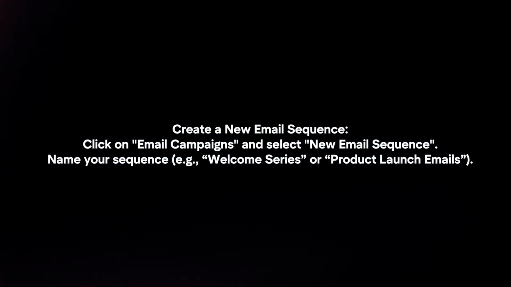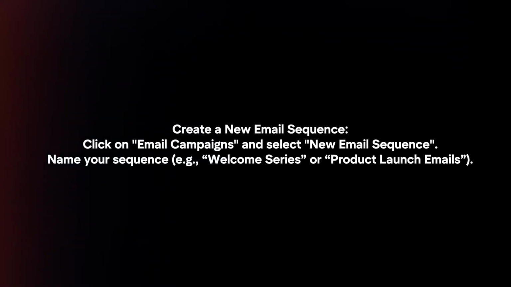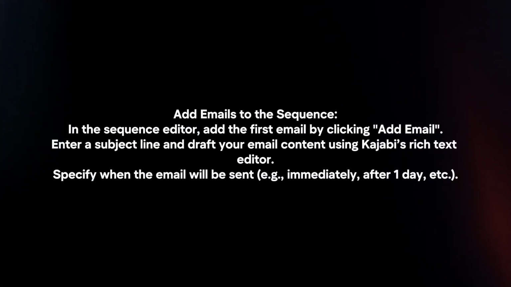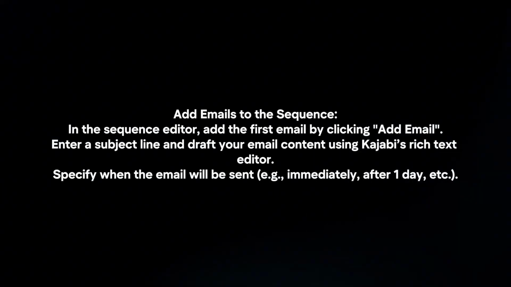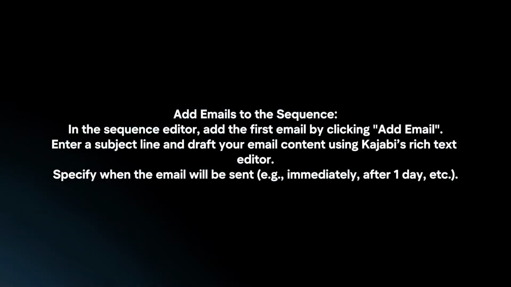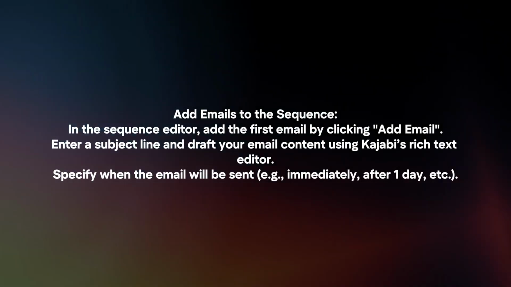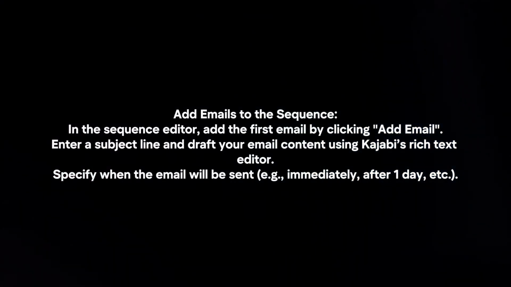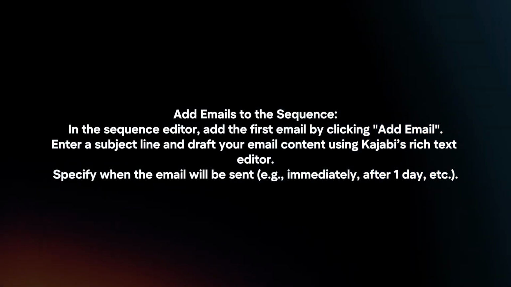Click on Email Campaigns and select New Email Sequence. Name your sequence. Add emails to the sequence. In the sequence editor, add the first email by clicking Add Email. Enter a subject line and draft your email content using Kajabi's rich text editor. Specify when the email will be sent.